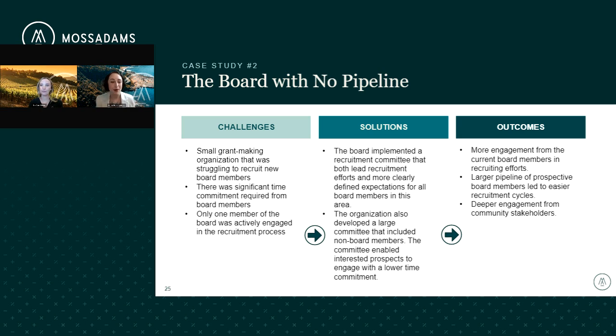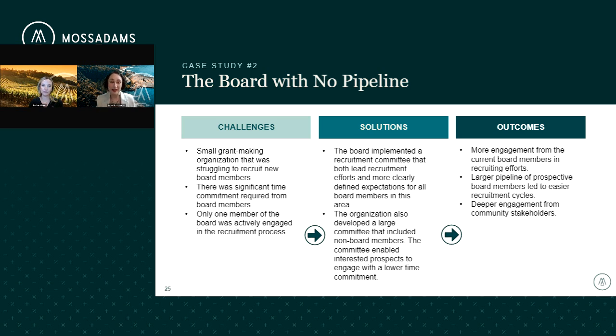So it was at this moment that the board thought, you know what, we actually have to kind of revamp how we are doing this work. So the first thing that they did, they put in a recruitment committee. They had a rather large board, and they wanted to make sure that there was a good sense of responsibility. So we felt like, okay, let's get that committee in place so that they can be leading and making sure that their recruitment efforts are moving forward.